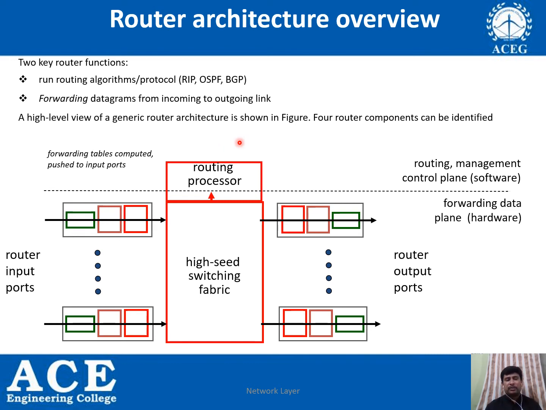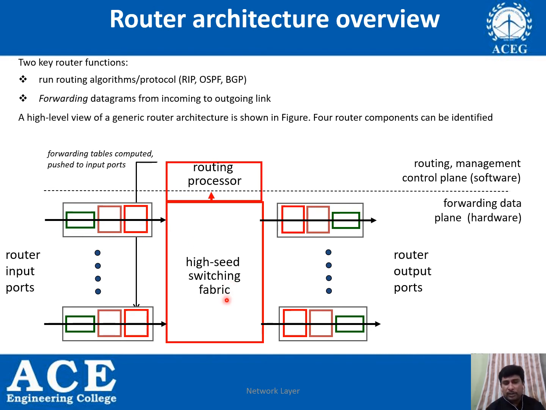First one, to receive a datagram from the sender, the router uses its first component called router input ports. Router input ports have three elements, which we'll be discussing in the next slide. But once the datagram is received, it will be forwarded to the high-speed switching fabric.